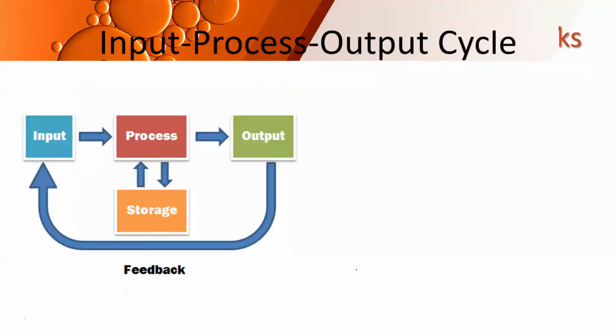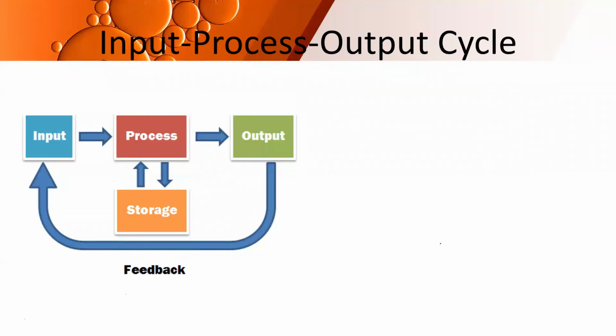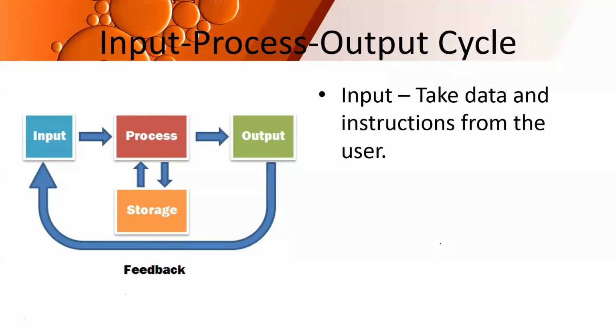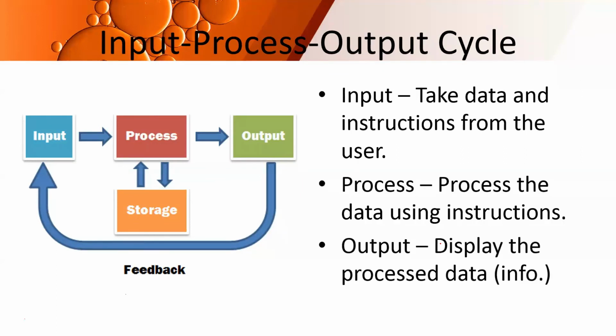Next, there is a small activity, fill in the blanks. We'll do it in some time. First, I'm going to explain the other things, working of a computer. A computer follows the input, process and output cycle. And in between there is storage also. Take input, give it to the processor. In between, the processor can use the storage also, give the output using the output device. So take data and instructions from the user, process the data using instructions, display the processed data. This is your input, process and output cycle.